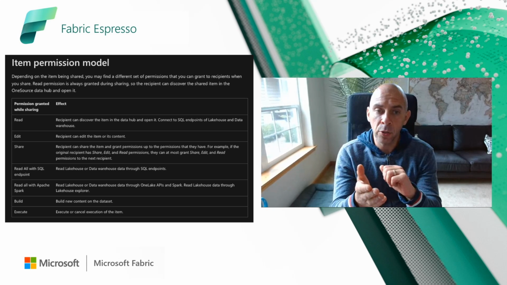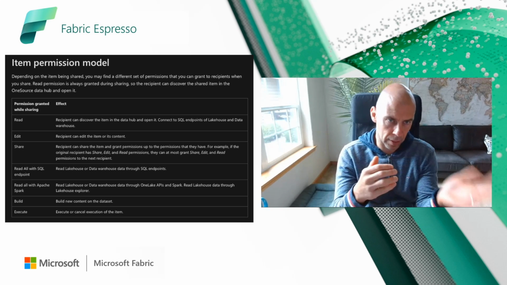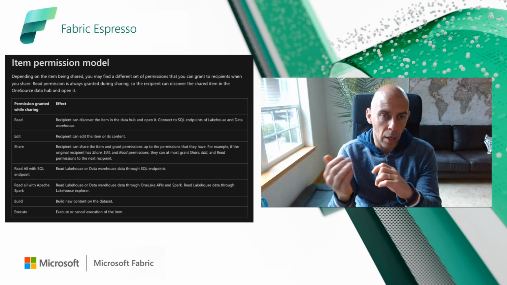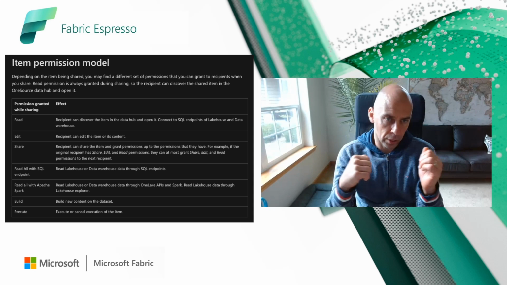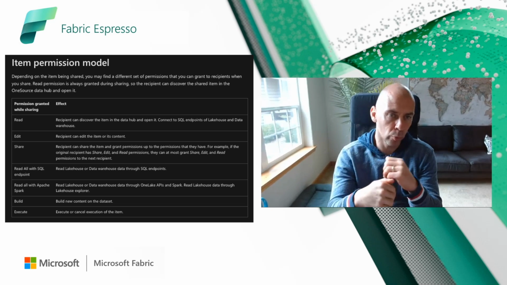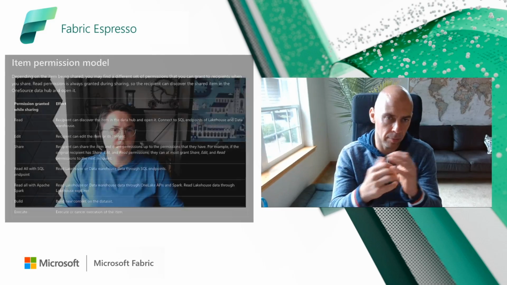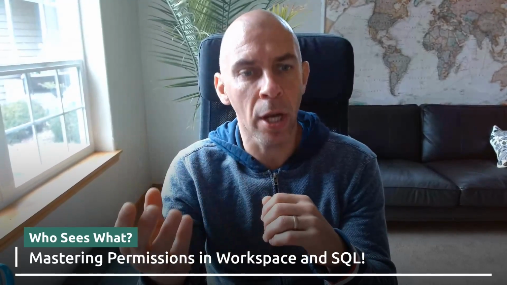So when you add a user to a workspace role and you grant them a certain role, whether it's admin, member, contributor, or viewer, the user automatically gets access to all of the items in the workspace with the permission which is granted to them. So if you're a viewer, you're able to view all of the workspace items, all notebooks, all data warehouses, all lakehouses. Now, when I grant a user access through sharing, I grant them access only to that individual item, so none of the other workspace items will be available to the user.